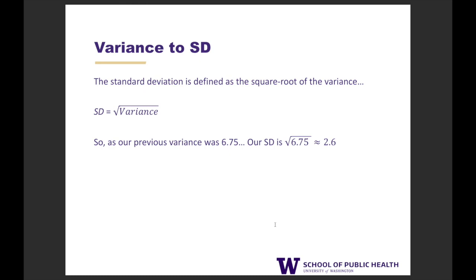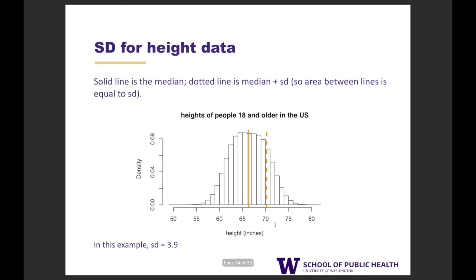So there's something funny going on here. We started with our original observations, we took the distance between each of them and the mean, we squared those distances, we averaged them over our population, and then we took the square root. So what's going on? Why did we maybe do that? Let's think about that a little more.